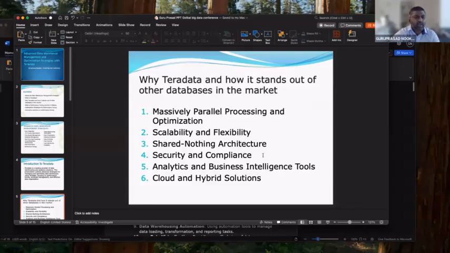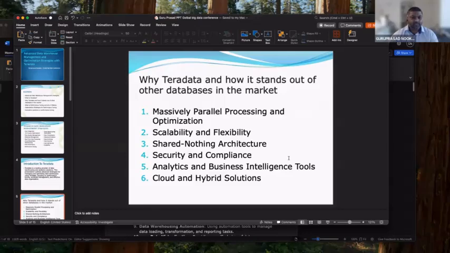Apart from these 6, we have tons of other key features as well, but here I'm going to discuss these 6 high-priority features and share those details. Massively parallel processing, also called MPP, and optimization is the main feature of Teradata. It is about parallel processing and optimization capabilities.